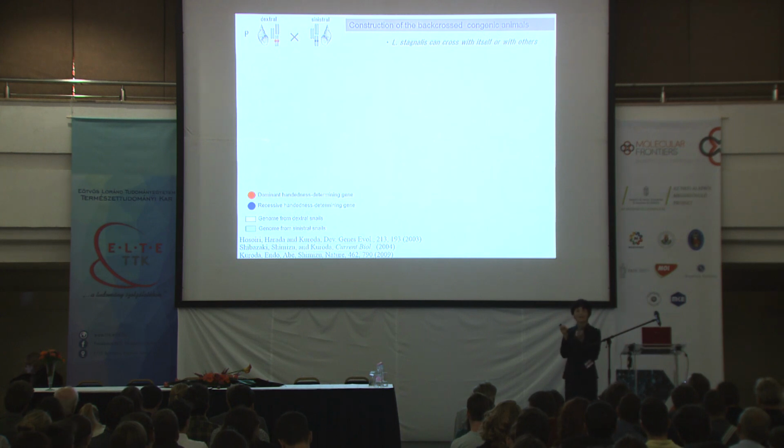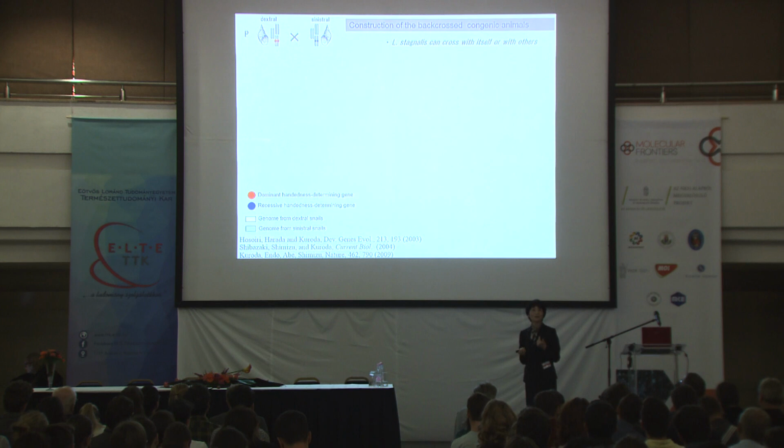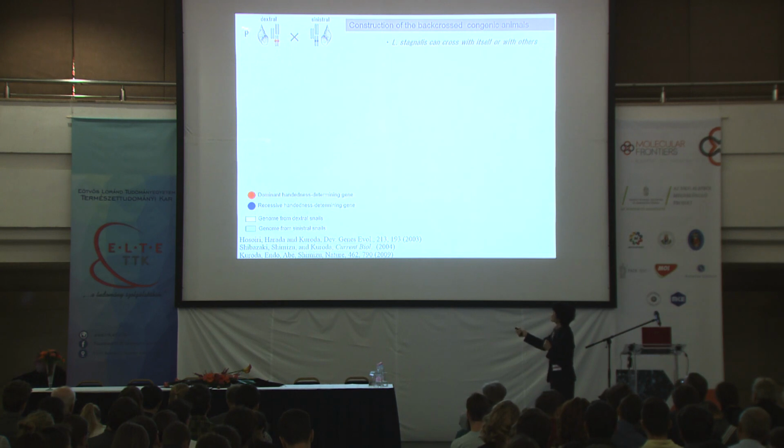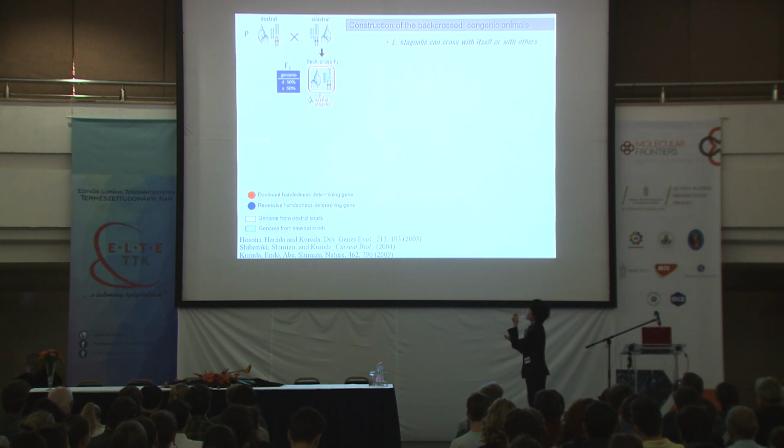This is a very classical thing, and only people like me who don't know very much about developmental biology just start doing these things. Now, we start with pure dexter snail and pure sinister snail. This right circle is actually the handedness determining gene. Now you cross it, you end up with the F1, so 50% dexter, 50% sinister gene.